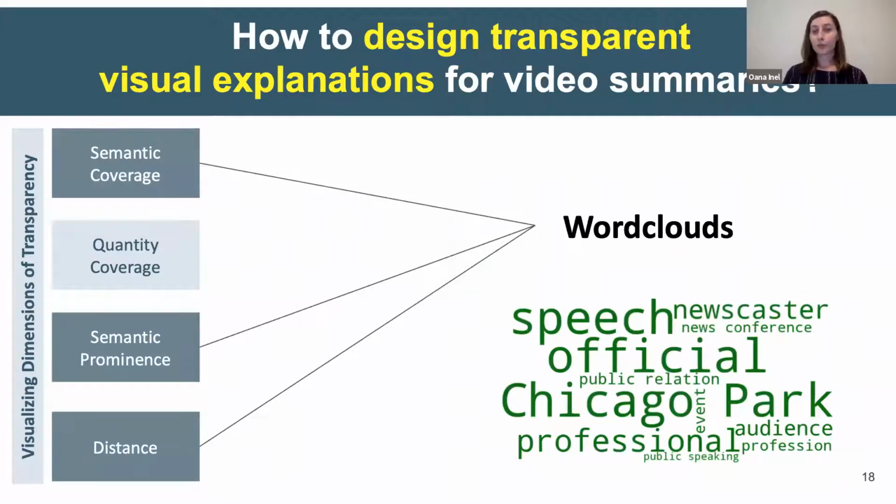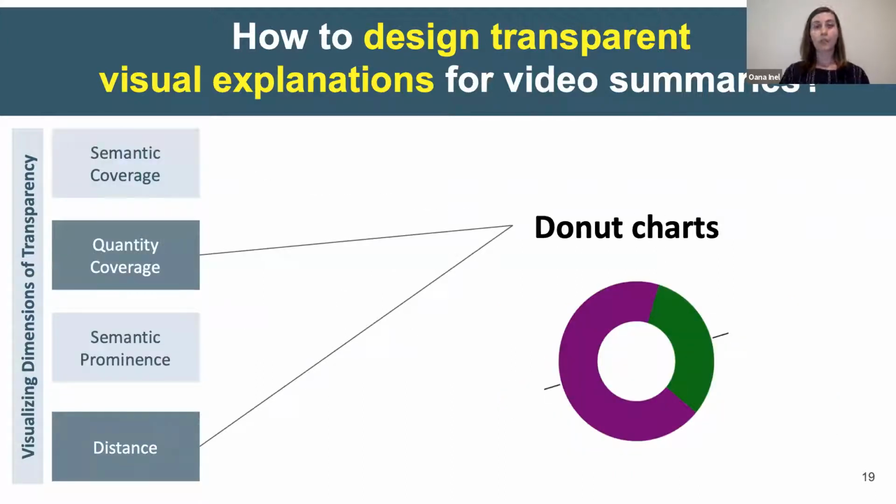First, we use word clouds, which represent well the dimensions of semantic coverage, semantic prominence, and distance. They can provide a quick overview of the concepts covered by the video summary. Furthermore, since our study participants had a strong preference for textual explanations, we consider word clouds to balance well text and graphics. Donut charts represent well the dimensions of quantity, coverage, and distance, and they offer a very quick overview of the total overlap of concepts between the original video and the summary.